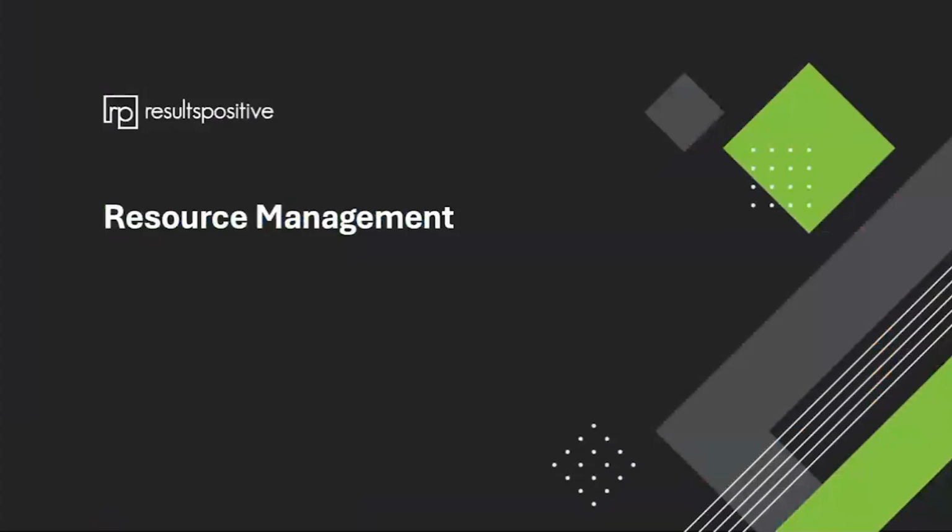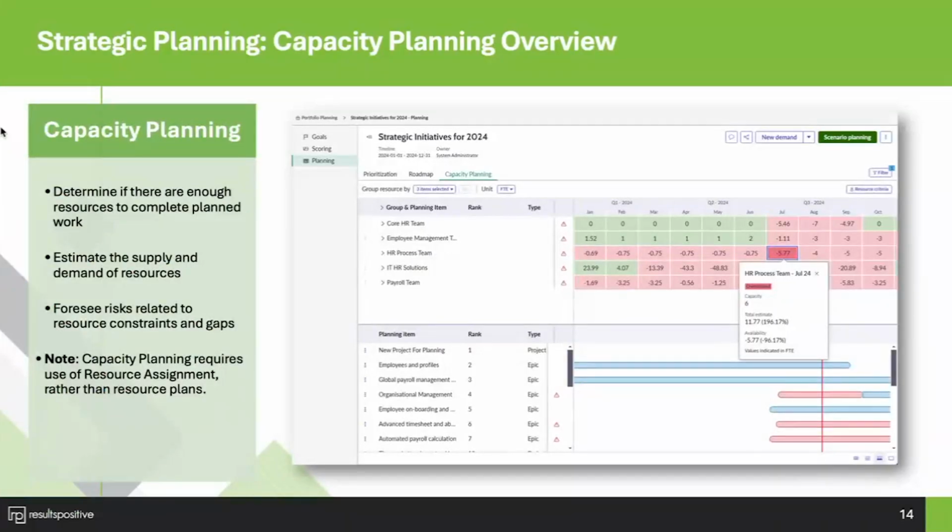Next, I wanted to look at things from an overall new resource management capability. If we look at it in terms of three major functions that are part of the new resource management, the first one here is capacity planning. This is actually part of the strategic planning workspace that I mentioned earlier.